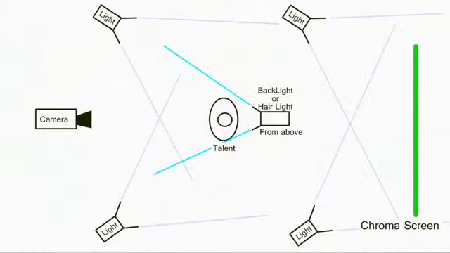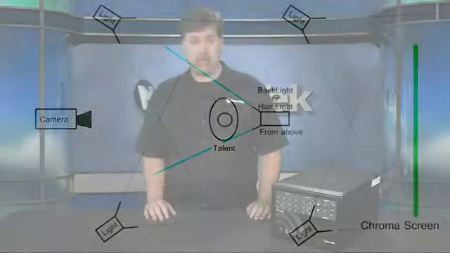Lighting is important when trying to pull a good key. The trick here is even light on the backdrop. Even light is better than bright light. You want soft light on the backdrop to avoid any hot spots. The best situation is to light the backdrop separately from the talent. Evenly light the backdrop, avoiding hot spots. Move the talent away from the backdrop to avoid shadows on the backdrop from the lights on the talent.